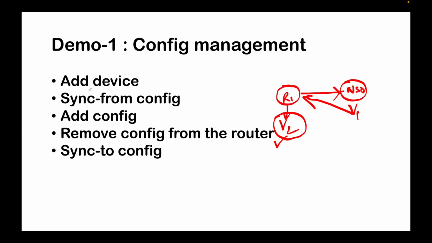Getting back to my presentation, what I'm going to do is add a device, and once the device is added, I'm going to sync the configuration from the device to NSO, and then from NSO I'm going to add some configuration to the device and commit the changes, so that configuration will go to the device. Then on the router I'll remove some configuration to bring the router configuration to version 2, which is the non-working version, and then I'll show you how we can sync the working version from NSO to the router.